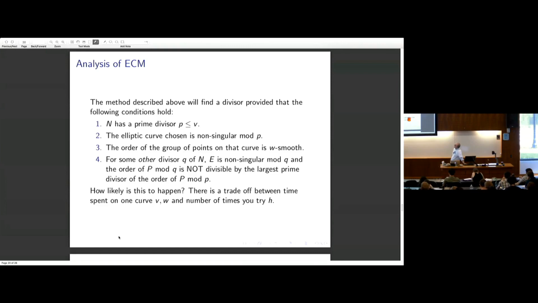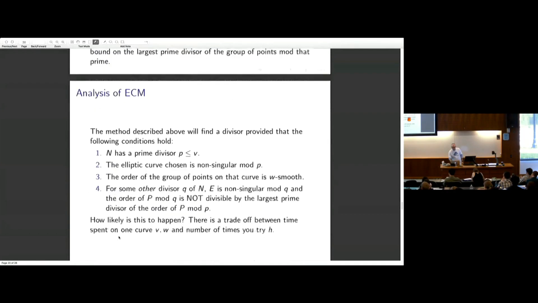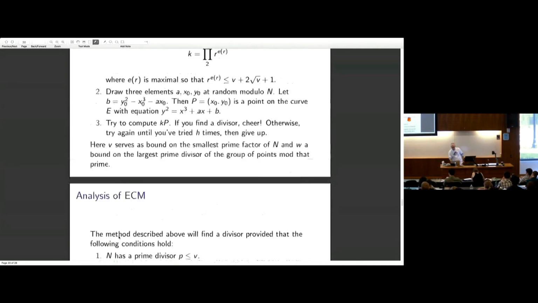That's the first thing. Because otherwise, you might not look far enough to have any hope of finding a point that's going to give you 0. The elliptic curve that you chose had better be non-singular mod P. Interestingly enough, if it's singular, then you are basically doing either the P-1 method or the P+1 method, depending on whether the elliptic curve has split or non-split multiplicative reduction mod whichever prime it is that you're looking at.